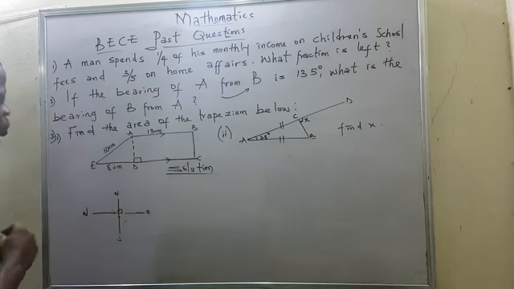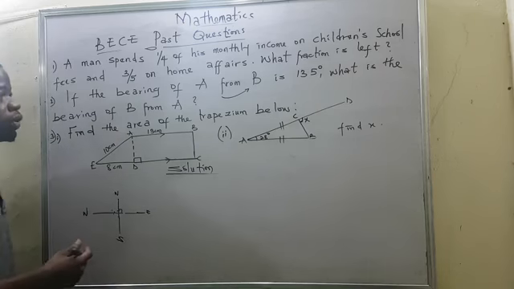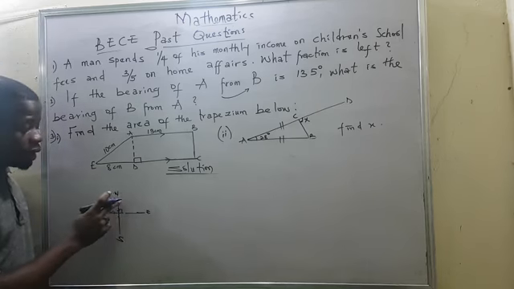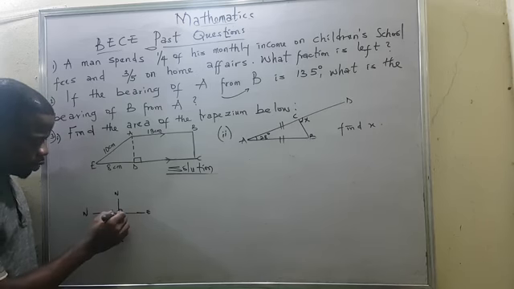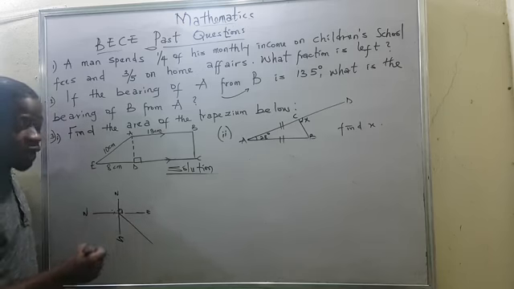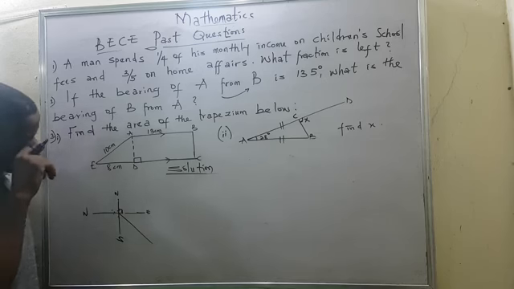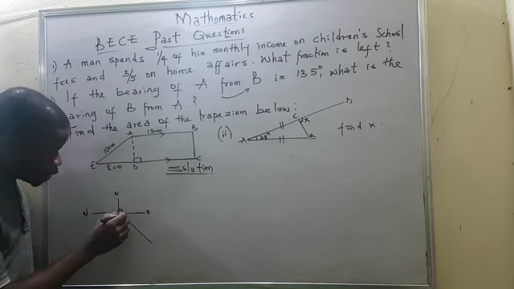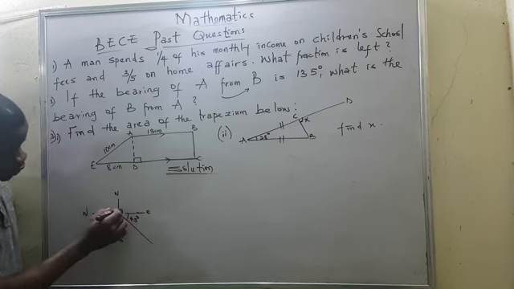So let's continue. We're told that the bearing of A from B is 135. 135 will fall on the second quadrant. This is 0 to 90. So this is 135. Let's pick any area convenient for us. This is 90. 90 plus something will give us 135. That will be 90 plus 45. Right? So we take this place to be 45, because this plus this will already give us 135.